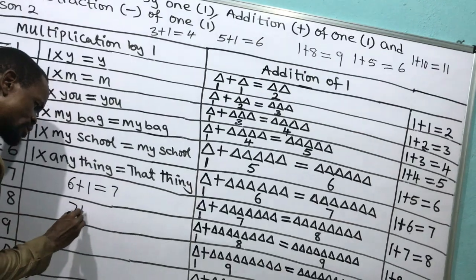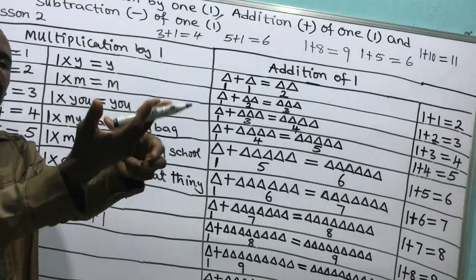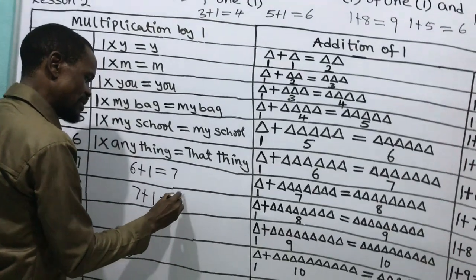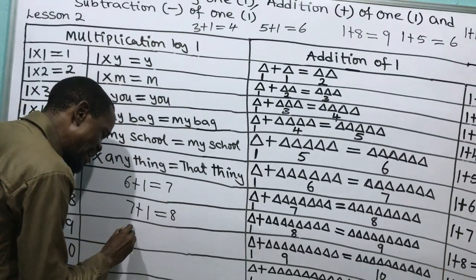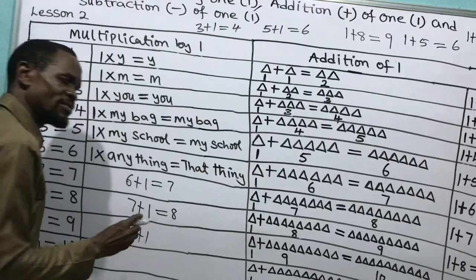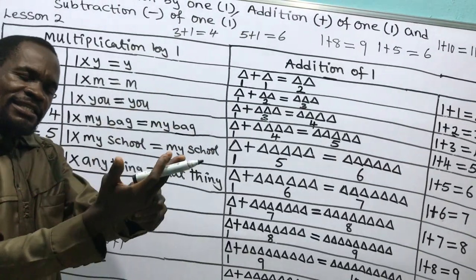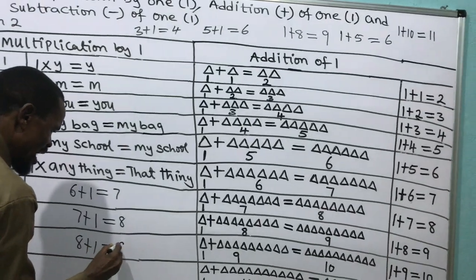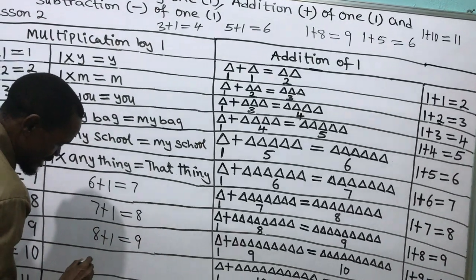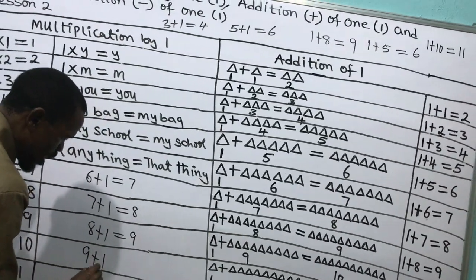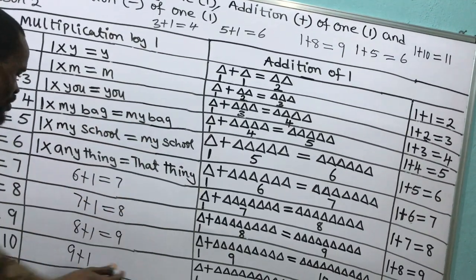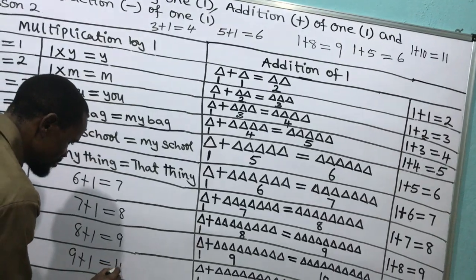7 plus 1, my answer is what? 7, 8. The answer is what? 8. Then 8 plus 1, the answer is what? 8. Add 1 to it, 9. That means what? 9. Then we will now say 9 plus 1. We say 9. Add 1 to 9, 10. The answer is what? 10.